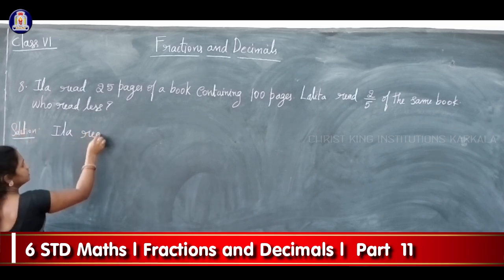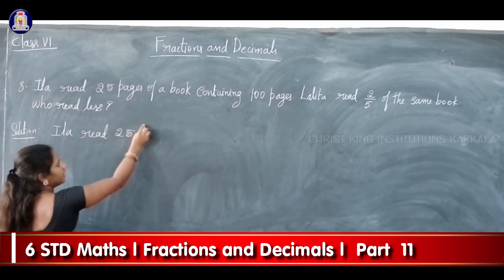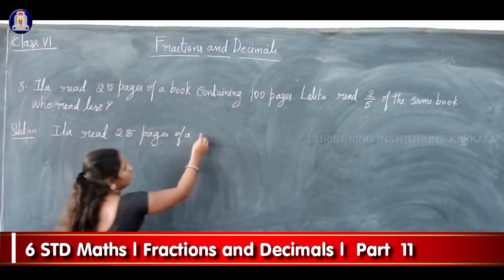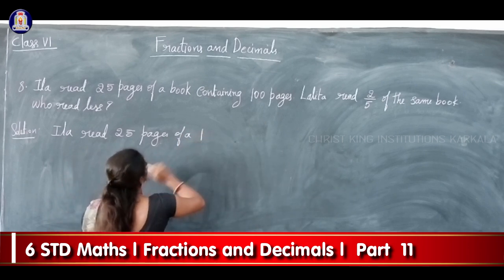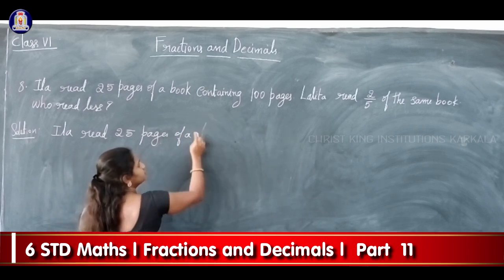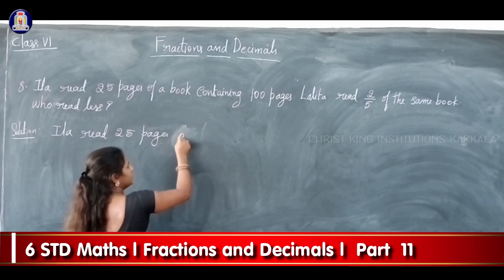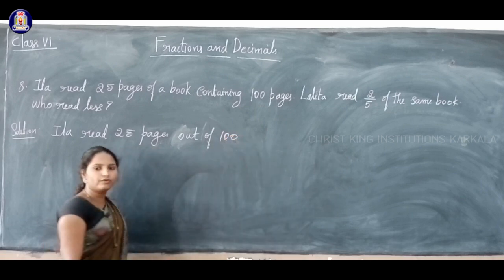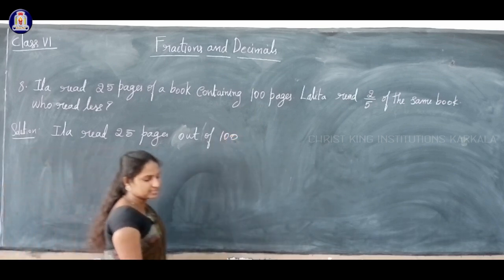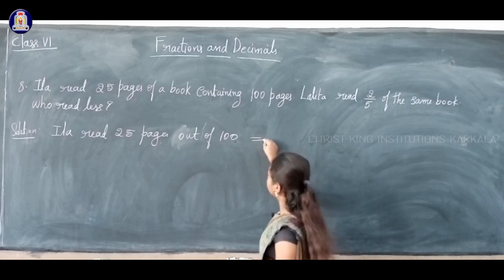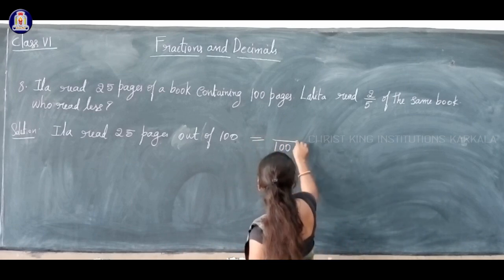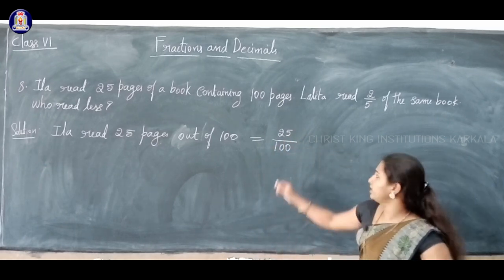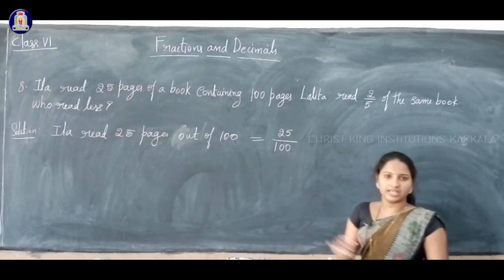Ayla read 25 pages out of a 100-page book. So how can we write this in fraction? See, 100 is in the denominator, and in the numerator she read only 25 pages. So 25 by 100. So this we can simplify.